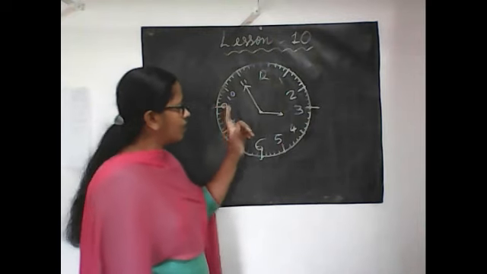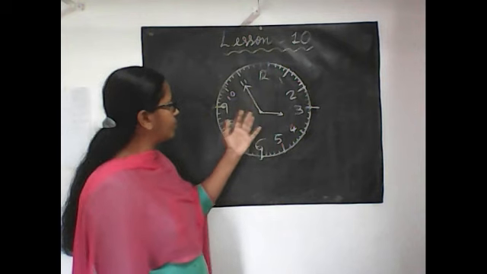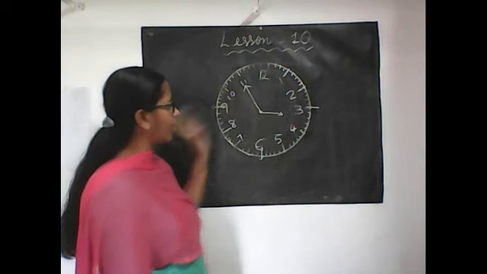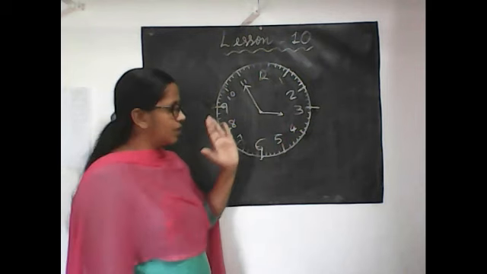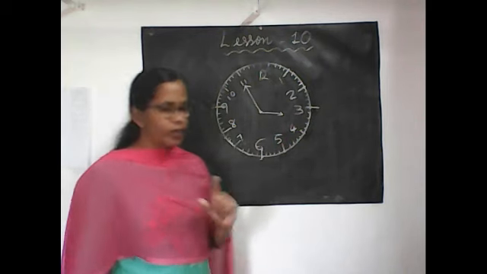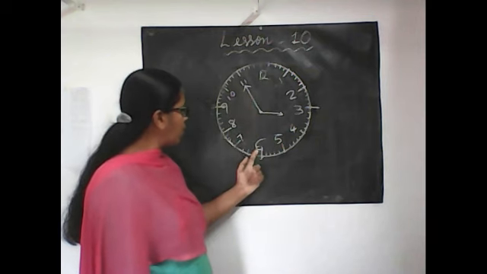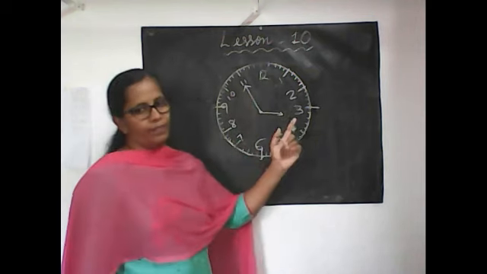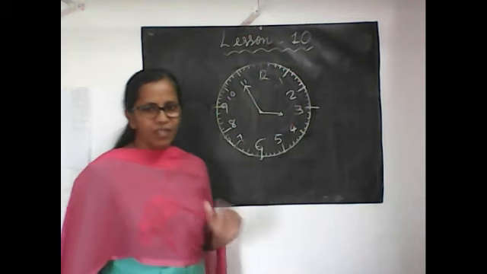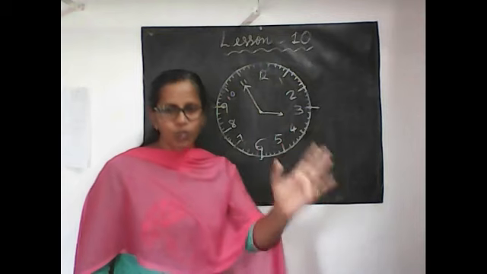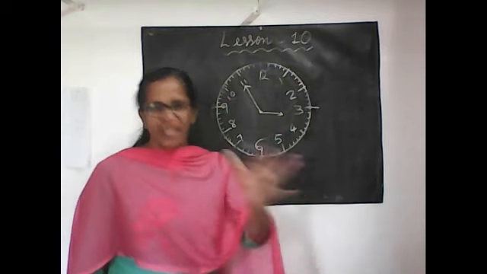How will you say that? What is the time now? This is the short hand, this is the long hand. How will you say the time? First you have to check whether the minute hand is after 6 or not. Yes, the minute hand is after 6. That means it is going closer to the next hour.